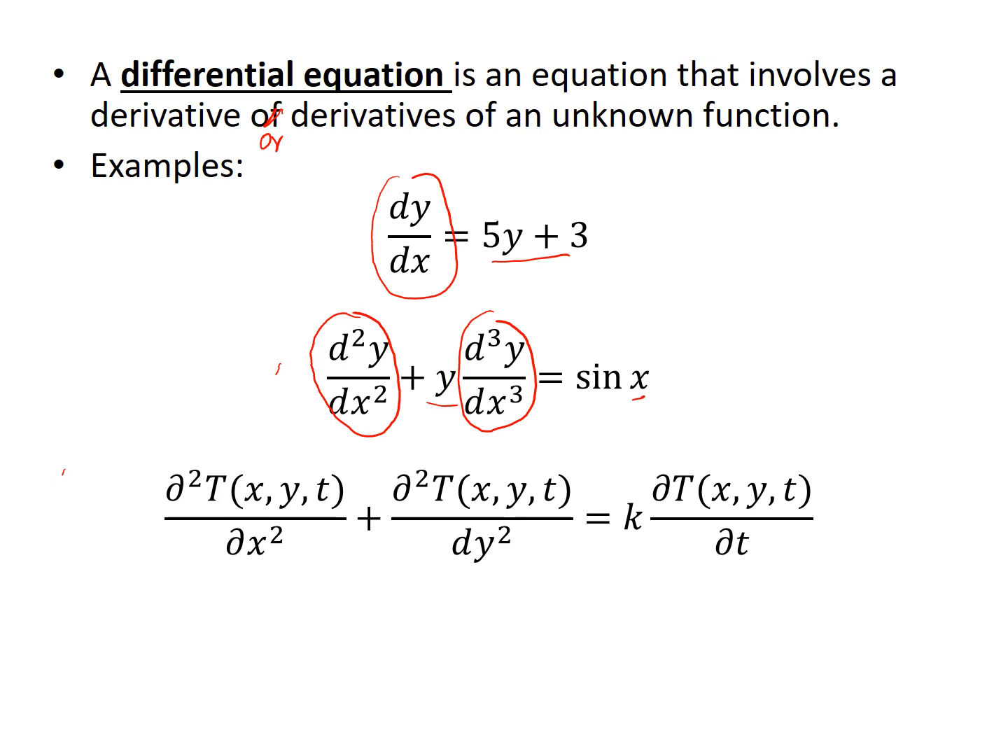The last example shows the relationship between the second derivative of a function t, whose arguments are x, y, and t. So the second derivative of t with respect to x plus the second derivative of t with respect to y is equal to a constant multiplied by the first derivative of t with respect to the argument t.